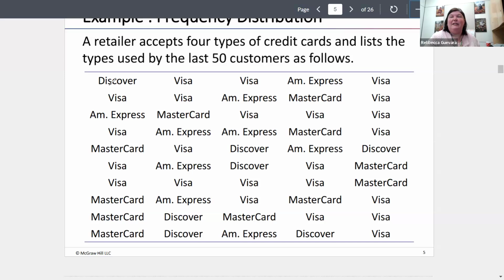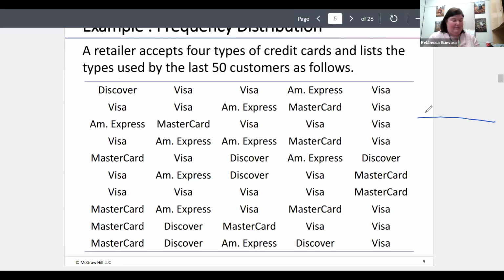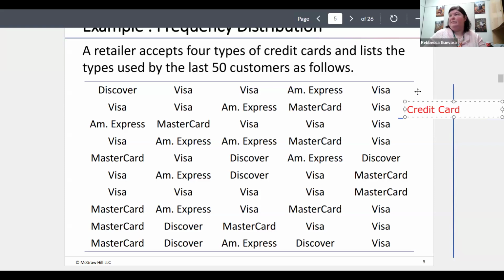So we go through here, and if you were to organize this data, what you'd do is you'd make a chart. And what you'd have is the card type, the credit card. We're usually going to refer to this as the X. So this is what our variable is that is changing from person to person. The credit card they're using changes. And then over here we'd have frequency.